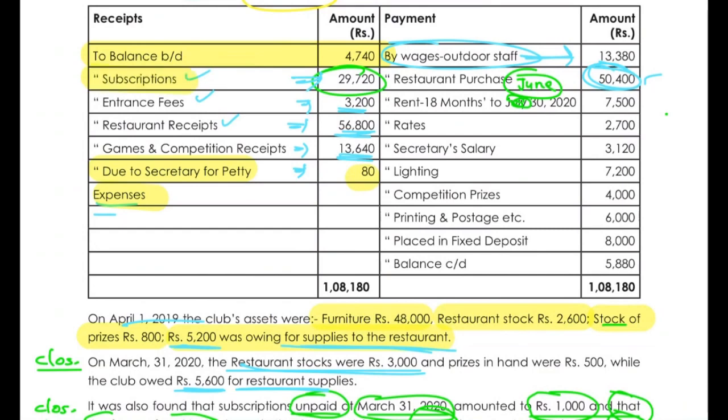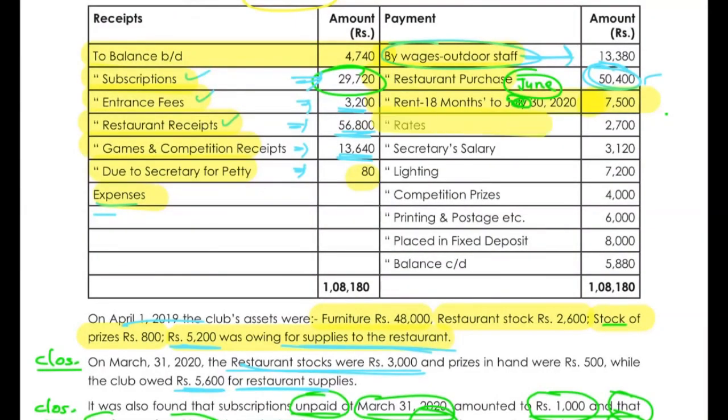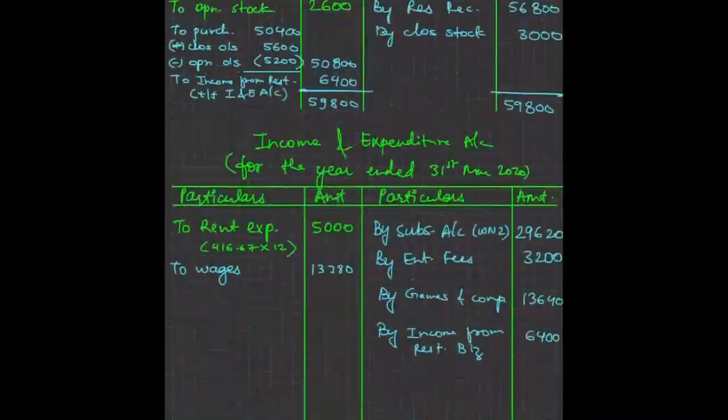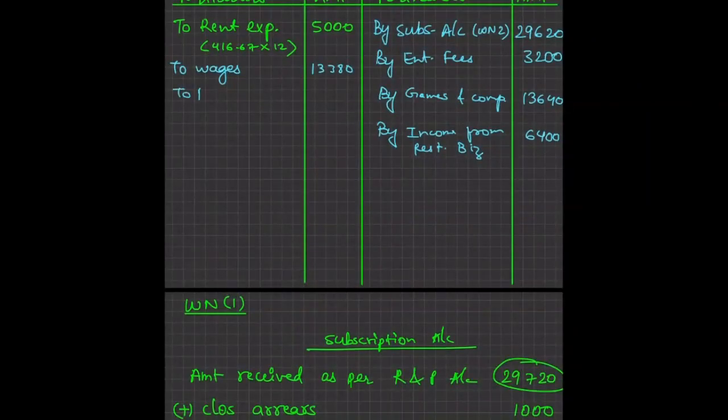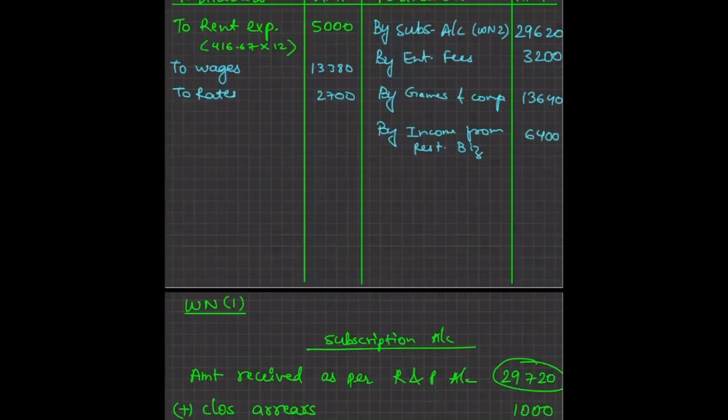Okay, moving on. Subscription is done, entrances with restaurant receipt is done, games and competition is done, wages is done, restaurant purchases is done, rent. Rent we have already written, the adjustment also, and we have also written the prepaid rent, 1250. So that is also done. Then we have rates of 2,700. So I will write to rates, 2,700. Then we have secretary salary of 3,120.